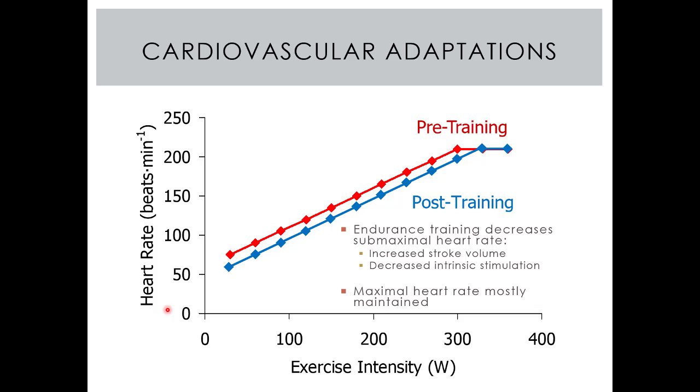Now, what about submaximal and maximal heart rate? How does submaximal heart rate change across a period of endurance training?